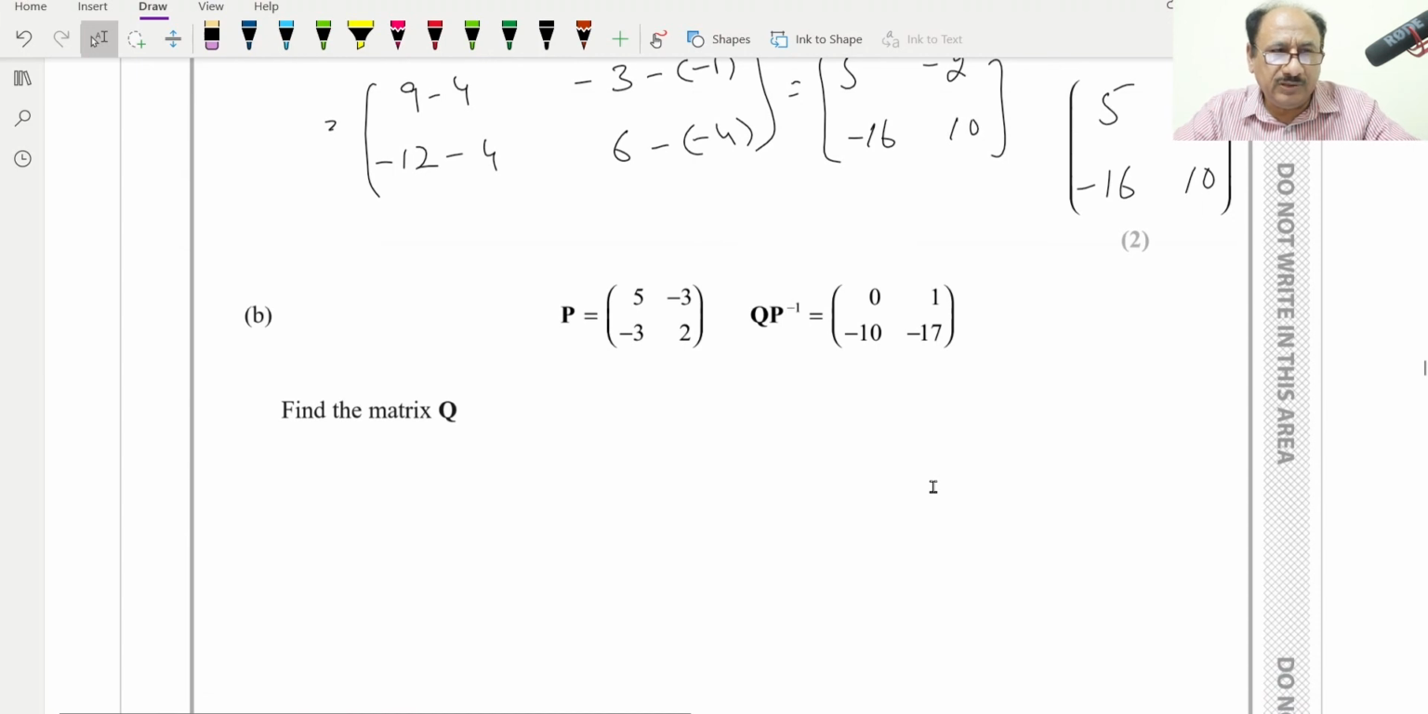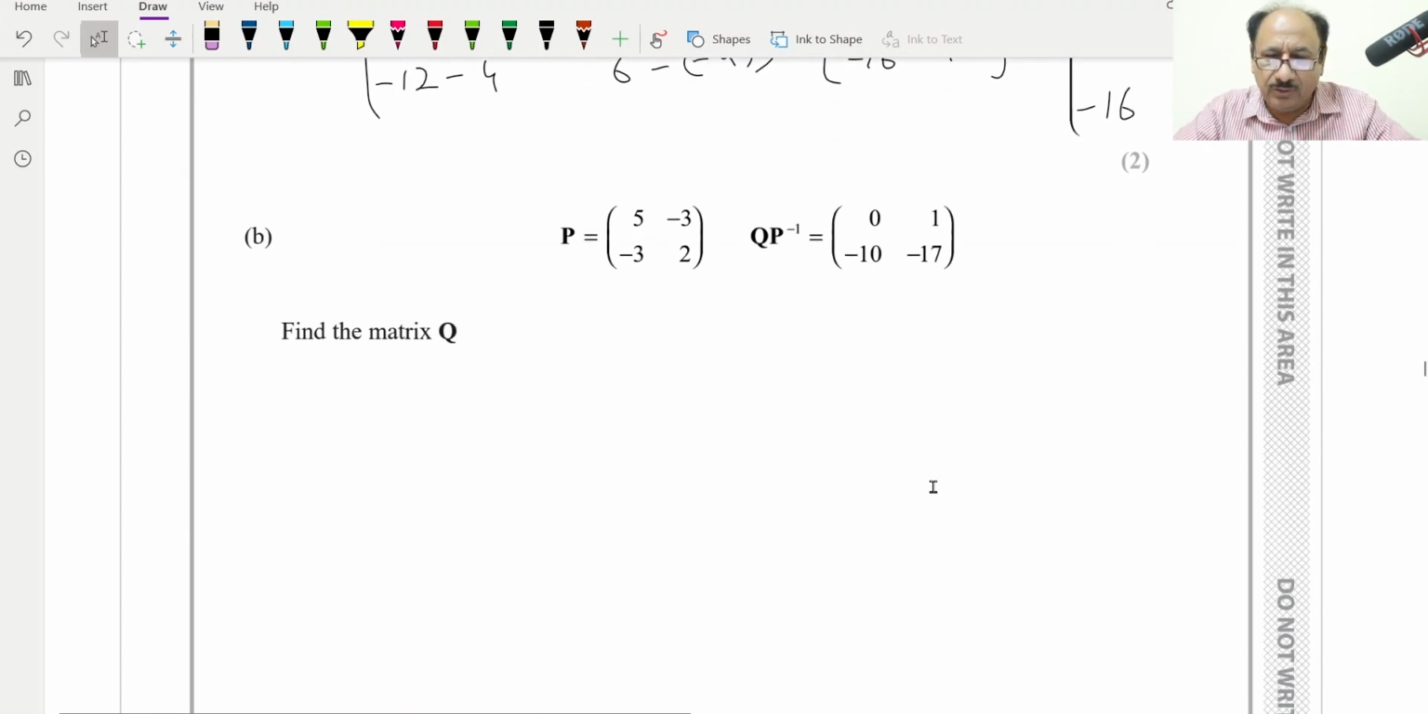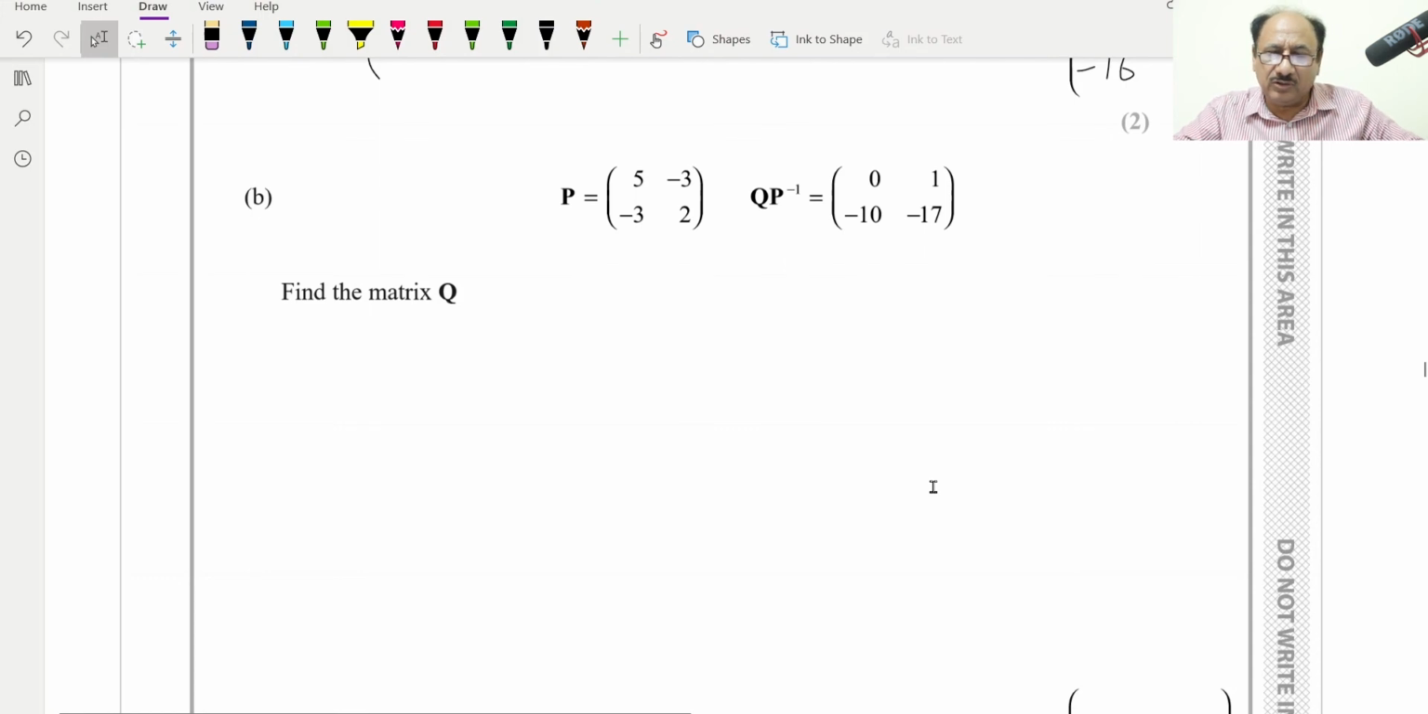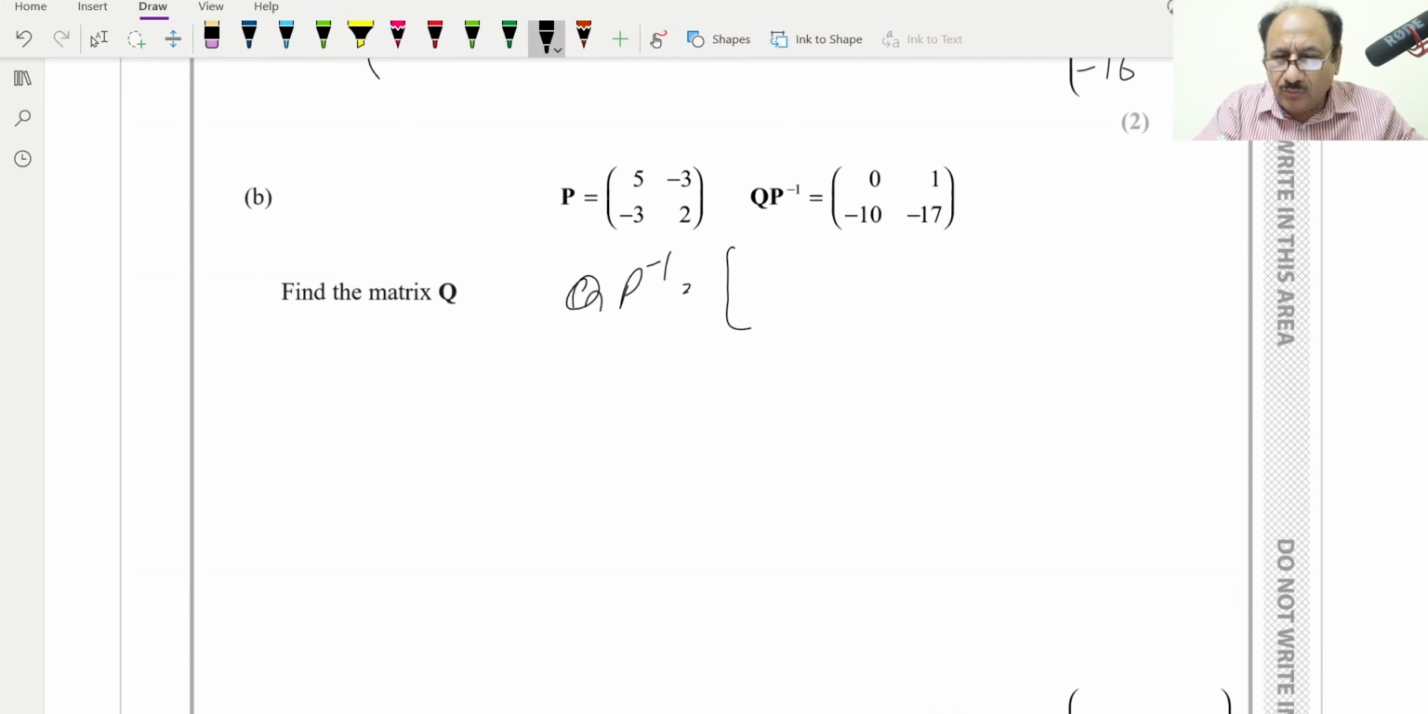Now the b part is saying P is given, and they are given with Q P inverse equal to this one. So find the matrix Q. Q P inverse is provided. Q P inverse is equal to 0, minus 10, 1 and minus 17. So we can write Q is equal to what? We can shift P inverse to the other side, so it will be P into 0, 1, minus 10 and minus 17.